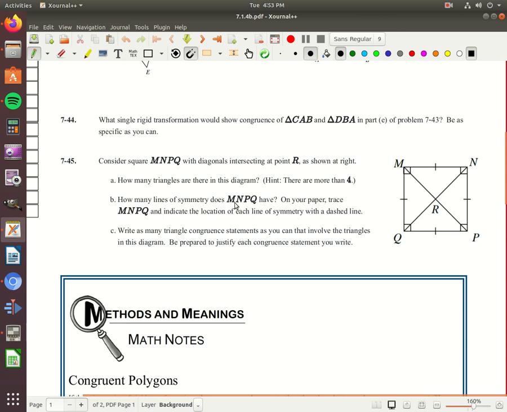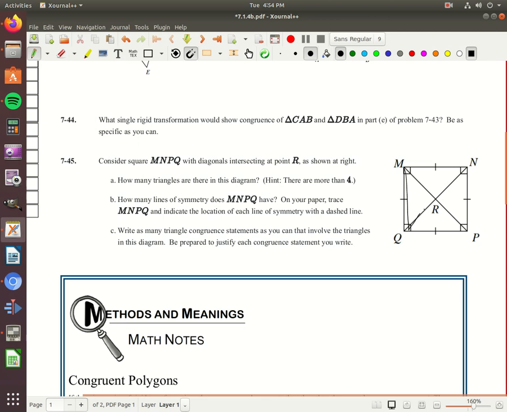Anyway, so how many lines of symmetry does MNPQ have? Well, we have one here, we have one here, we have one here, we have one here. So it looks like we have 4 lines of symmetry here. And it says, write as many triangle congruent statements that involve the triangles in this diagram. Be prepared to justify each of these. I really don't want to do that.